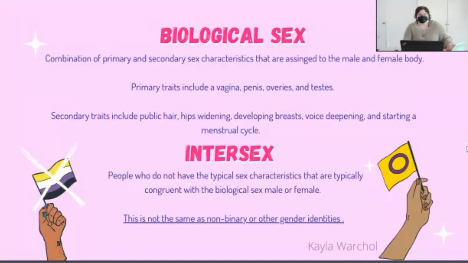Biological sex is a combination of primary and secondary sex characteristics that are assigned to the male and female body. Primary traits include a vagina, penis, ovaries, and testes, while secondary traits include pubic hair, your hips widening, developing breasts, voice deepening, and starting a menstrual cycle. At this point, I also think it's important to bring up the I of LGBTQIA, which is commonly known as intersex people. So these are people who do not have the typical sex characteristics that are typically congruent with the biological sex, male or female.